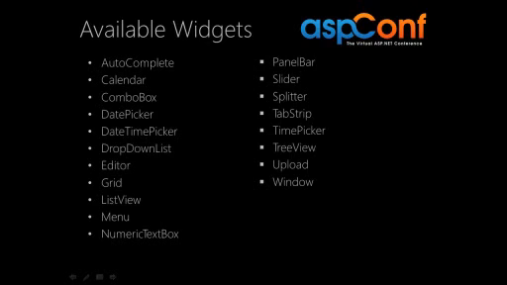Date picker, drop-down list, numeric text box, all of the standard basic ones, but you'll also see things such as a panel bar, slider, and a splitter, so more UX stuff. Time pickers, tree views, an upload window, so a pop-up modal window, and you'll see the standard Telerik grid, which includes all the things you'd expect from a Telerik grid with client-side paging and sorting and aggregates and grouping, so it's very robust.